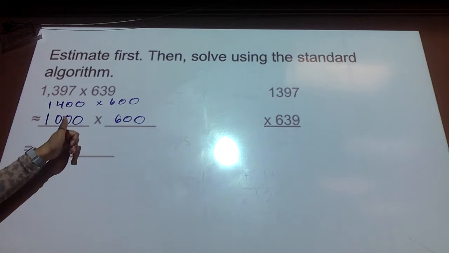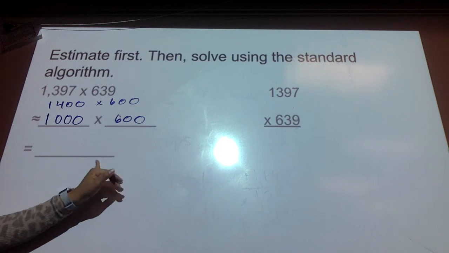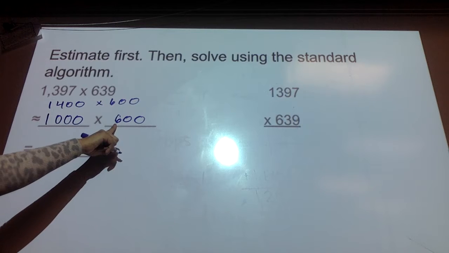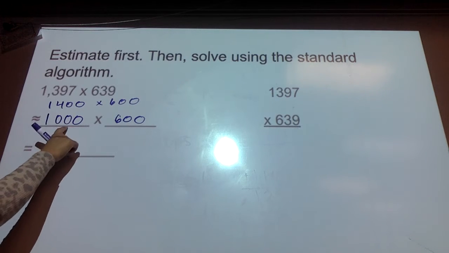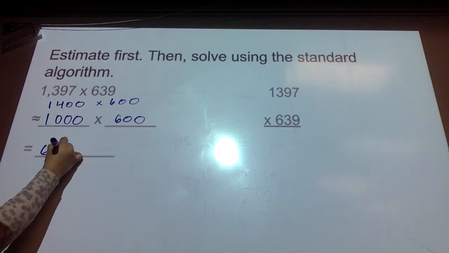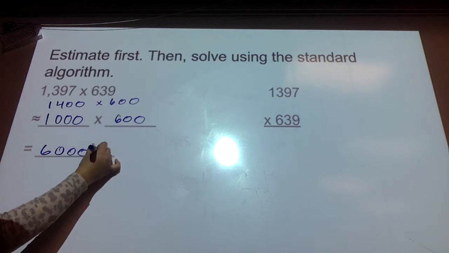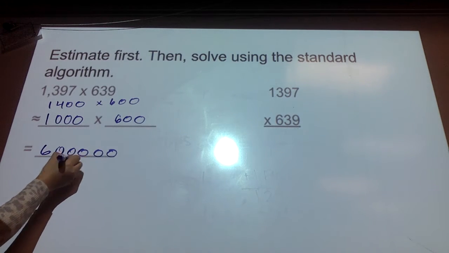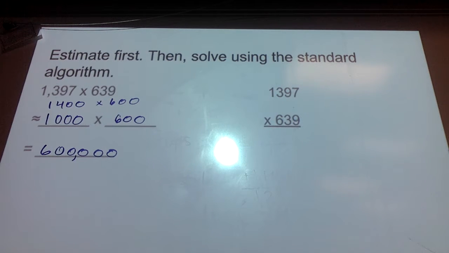Okay, so now 1,000 times 600 equals, what's 1 times 6? 6. How many powers of 10 do we have? 5. 1, 2, 3, 4, 5. Because these are whole numbers, this trick will work. And then we do it standard.